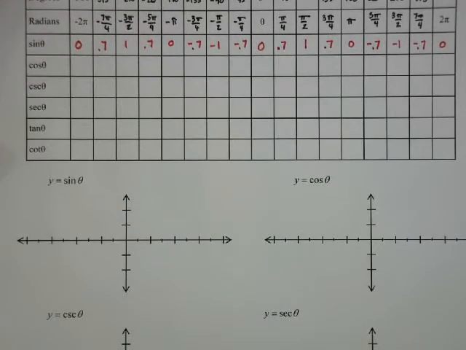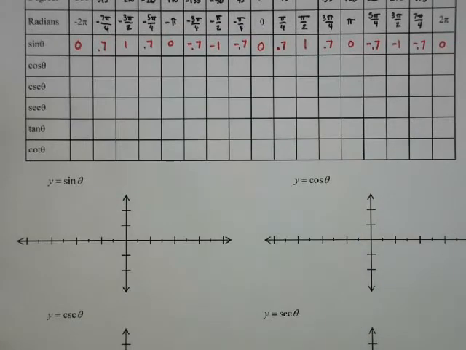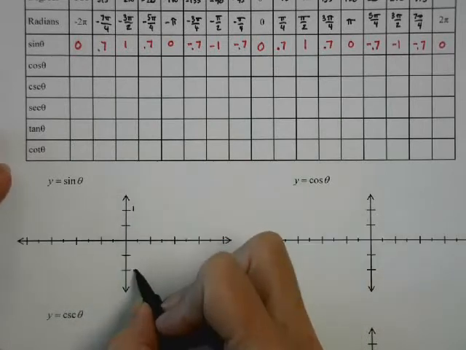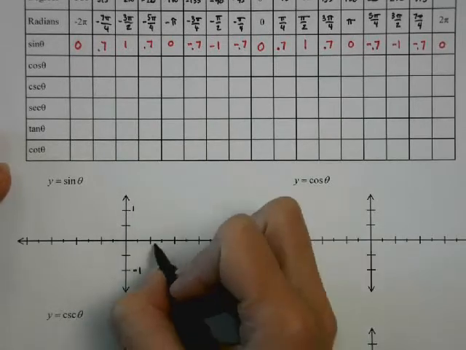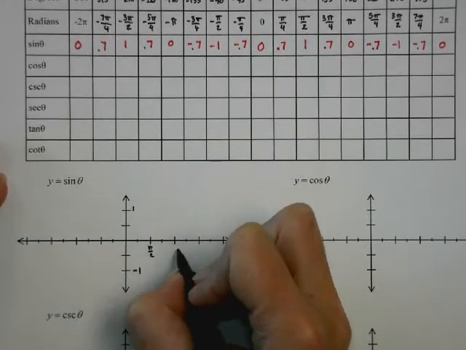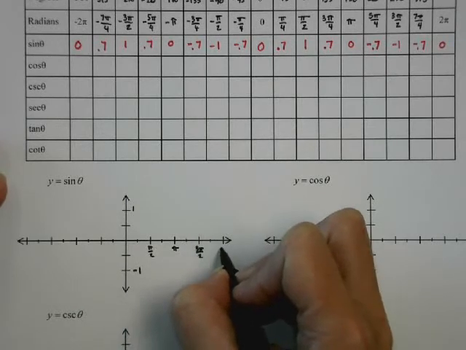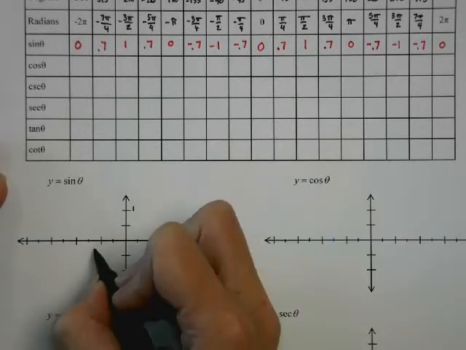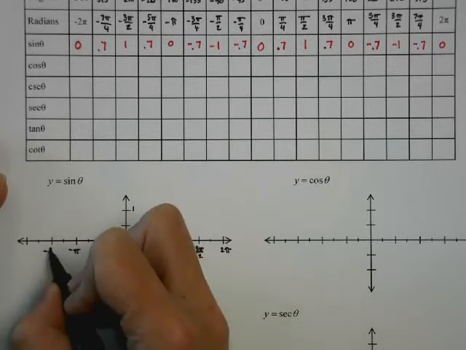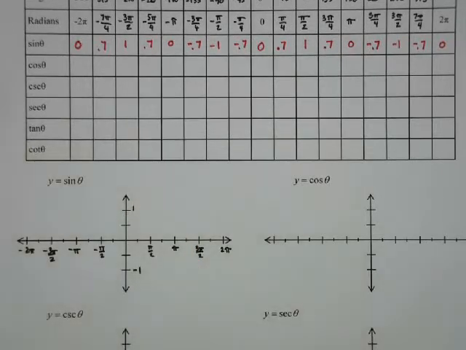We're going to use these values in the table to do so. So these tick marks I'm going to label on my axes. This is going to be 1. This is going to be negative 1. And I'm just going to label the major ones. So this is going to be pi over 2, pi, 3 pi over 2, 2 pi. We're going to do negative pi over 2, negative pi, negative 3 pi over 2, negative 2 pi.